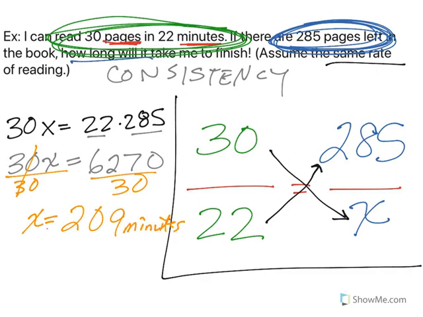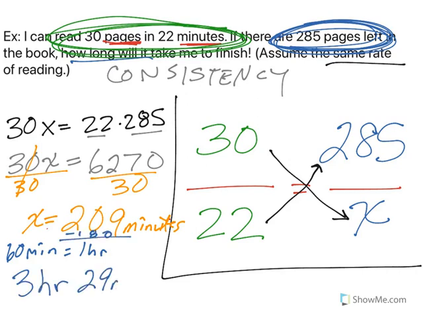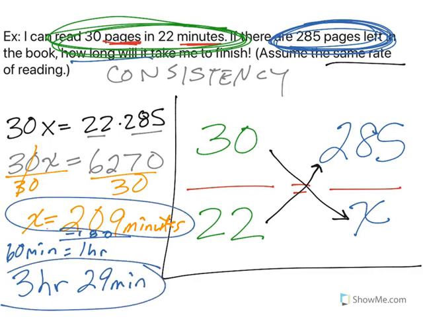Now, if we want to change that to hours, we know there are 60 minutes in 1 hour. So if I have 3 hours, that takes up 180 minutes, and I have 29 minutes left over. So the answer is either 209 minutes or 3 hours and 29 minutes.